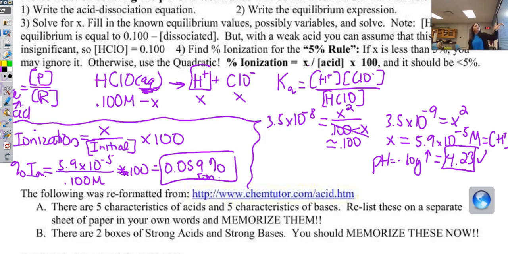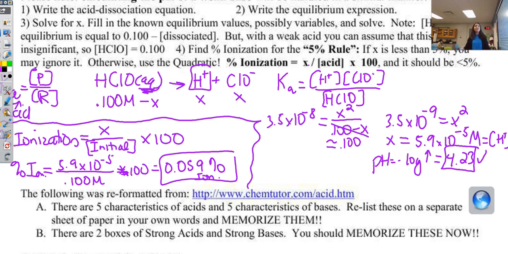Okay? So then I plug in. They told me that my K was 3.5 times 10 to the negative 8 up there. It's equal to X squared divided by 0.100 minus X. I'm going to ignore X and just call it 0.100. So now 3.5 times 10 to the negative 9 is equal to X squared. And so then I square root to find my X, and that ends up being my H plus.